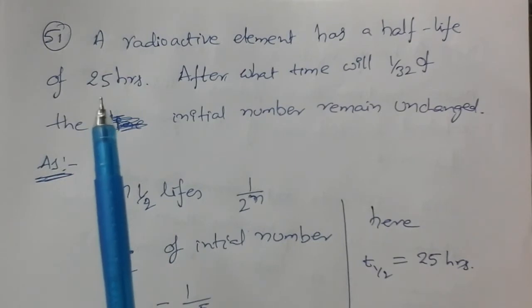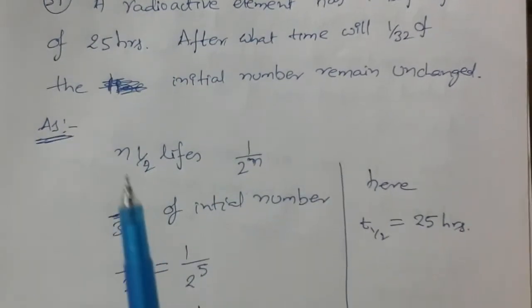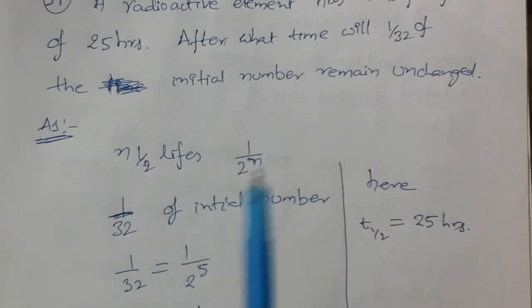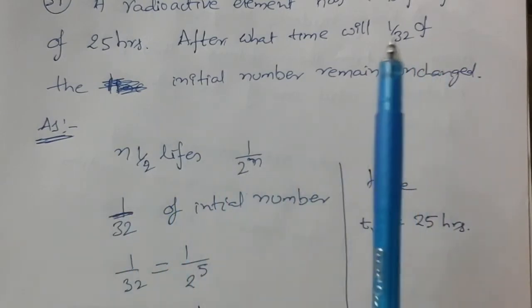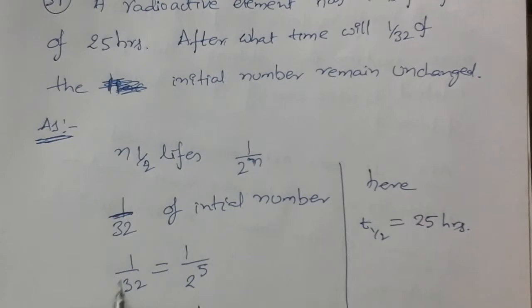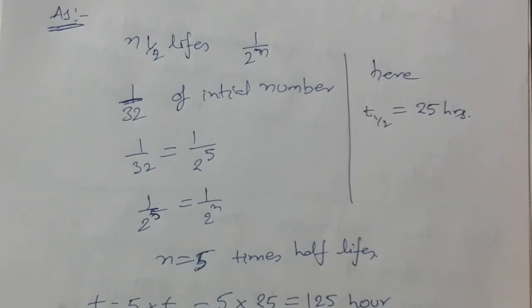The half-life time T is given as 25 hours. So after n half-lives, the remaining fraction is (1/2)^n. The value given is 1/32 of the initial value. So 1/32 I can write as (1/2)^5. (1/2)^5 is equal to (1/2)^n, so n we can get as 5. n is equal to 5.